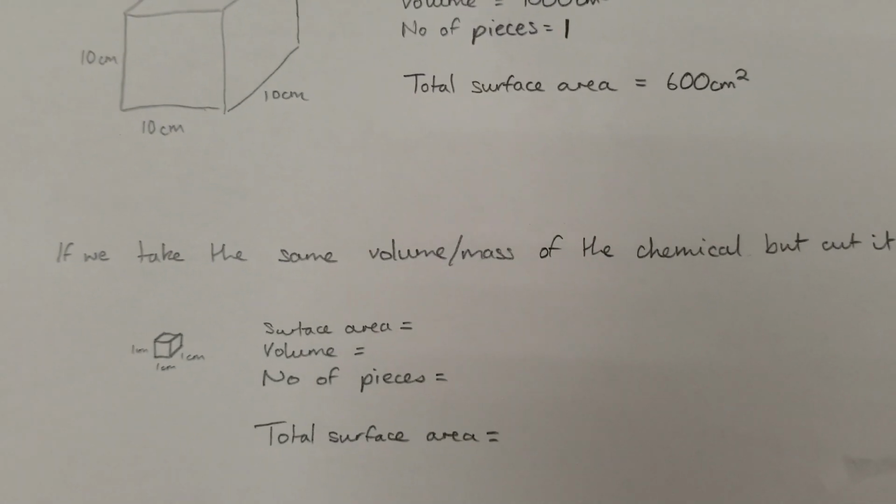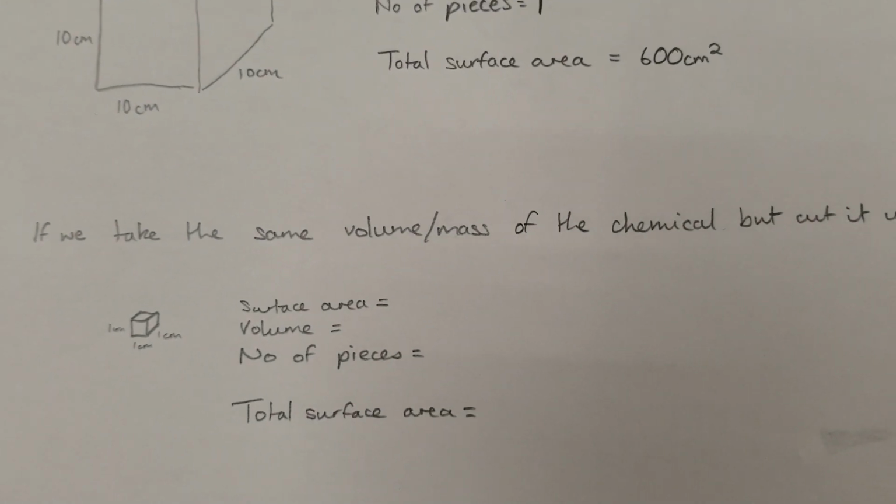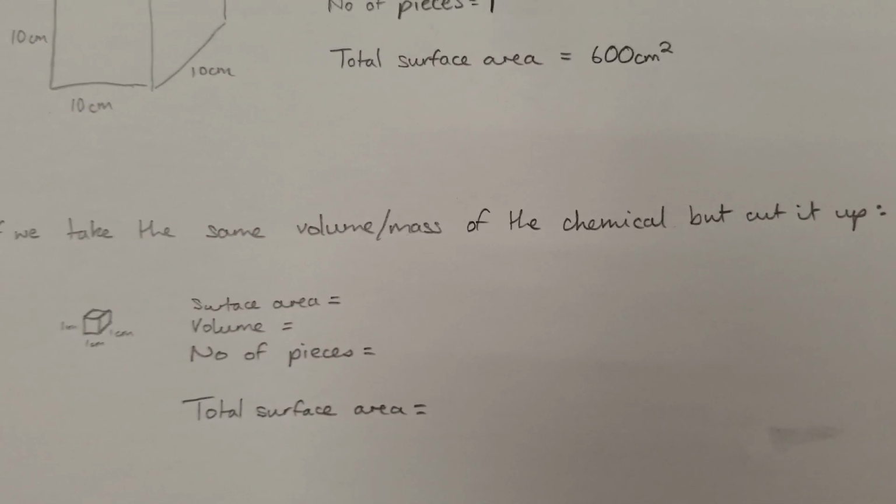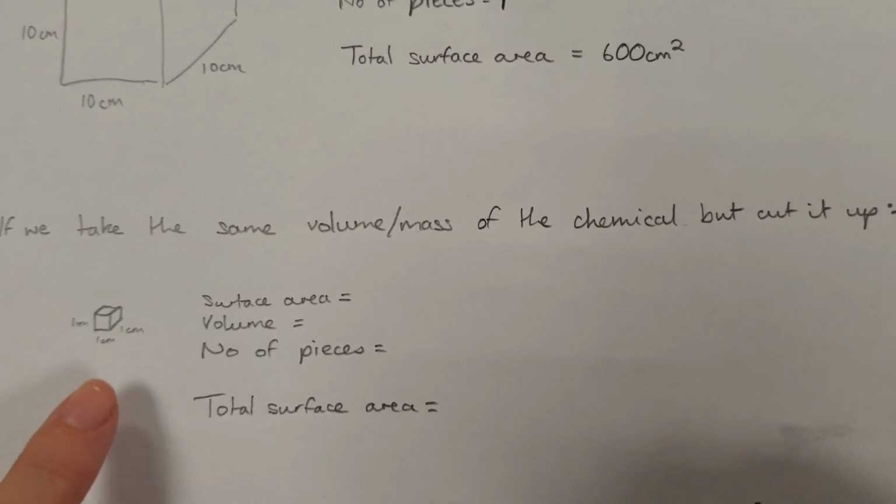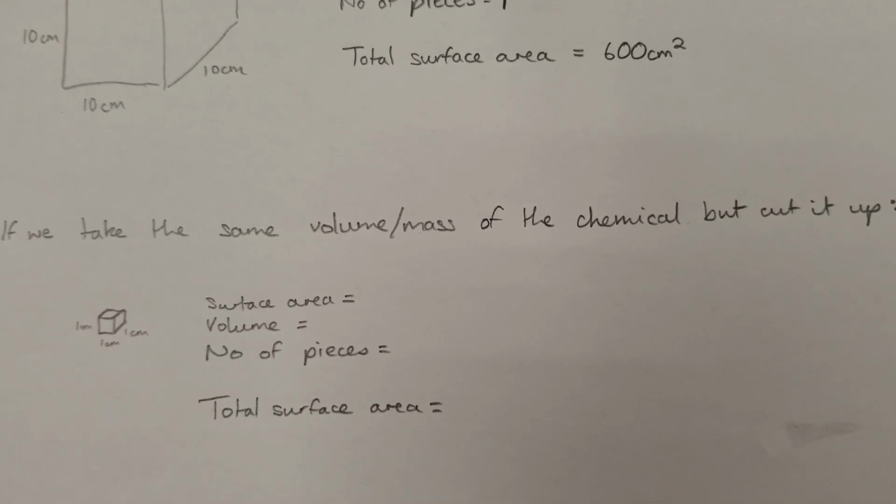Okay, so if we take the same volume and mass of the chemical, but we cut it up. So if we cut it up into our little 1 centimeter by 1 centimeter by 1 centimeter cubes, what would be our surface area, volume, number of pieces, and total surface area now? So again, pause the video for a few seconds, work out our 4 calculations, and then come back to me.